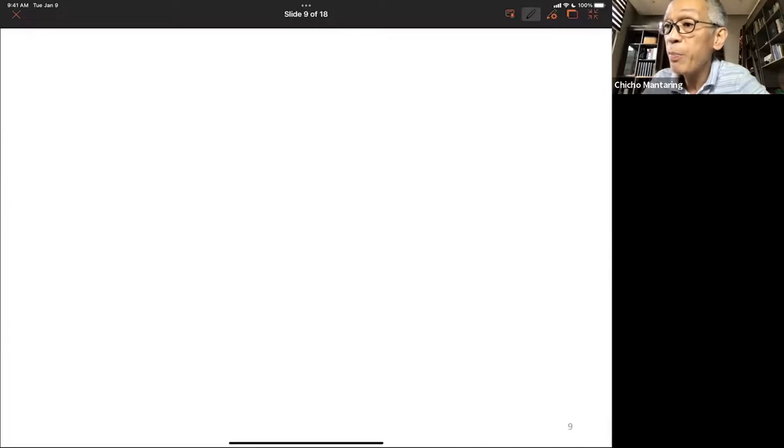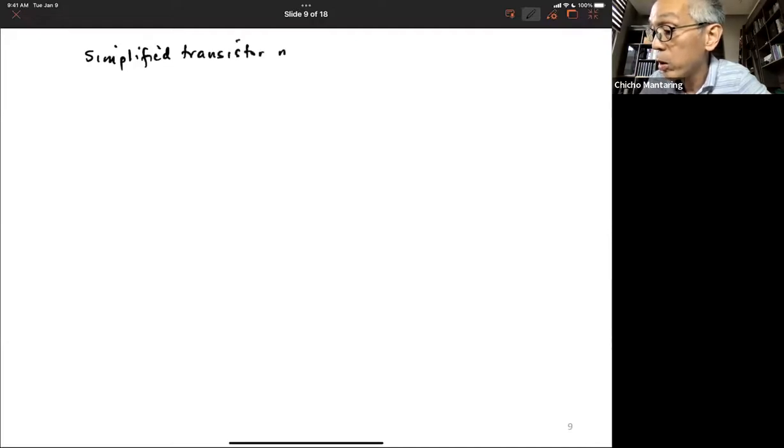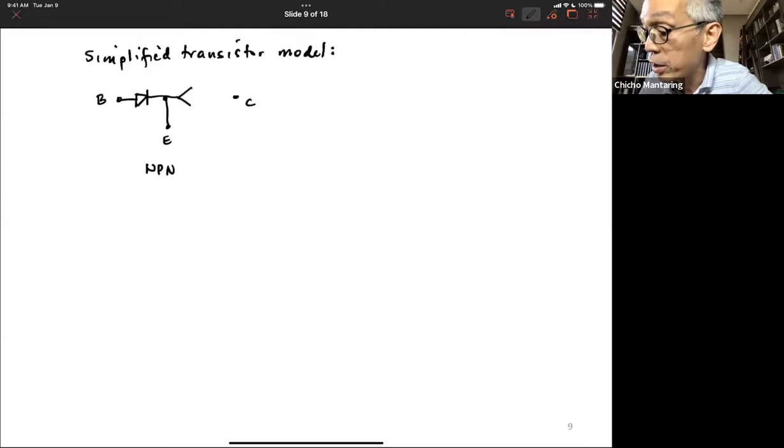Okay, so we have our simplified transistor model, which is the model that you have been using in EEE 1, 2, 3. If I have my base, my emitter, and my collector, between my base and emitter is just a PN junction. This is for an NPN. And between my collector and my emitter, I have a controlled current source, where the value of my controlled current source is equal to beta times IB, where IB is the current entering my base terminal.